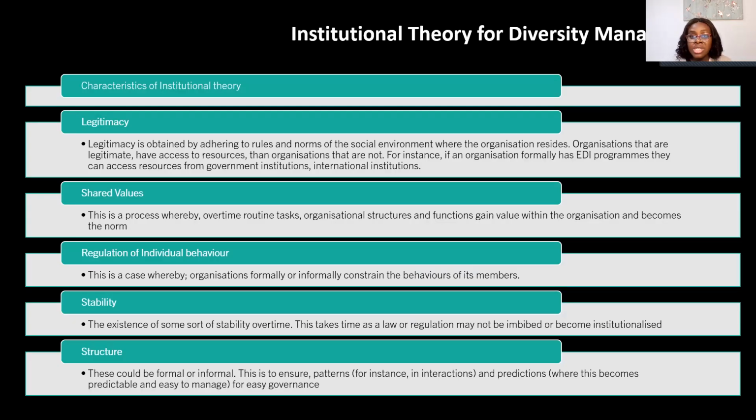So again, it's about understanding how theory is relevant to explaining practice. And within this context of diversity and inclusion, we also have the institutional theory that helps us understand the influence of the environment on the organization, and helps us to look at legitimacy and shared values, and to understand how regulations are developed, how they're put into practice or implementation, and some of the behavioral aspects that could come out as a result of that from the perspective of individuals working within an organization.